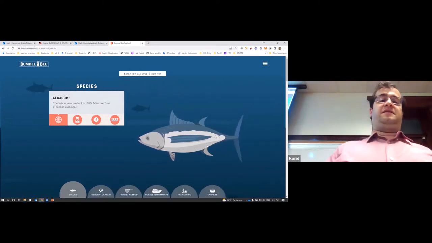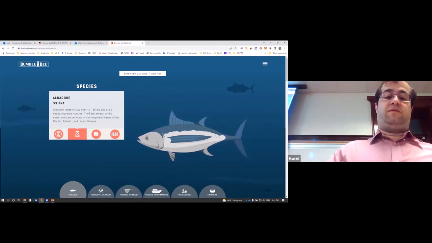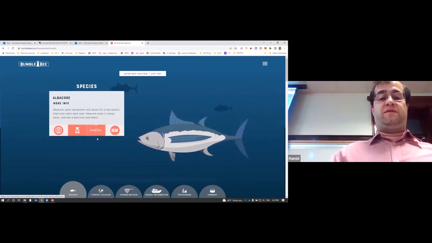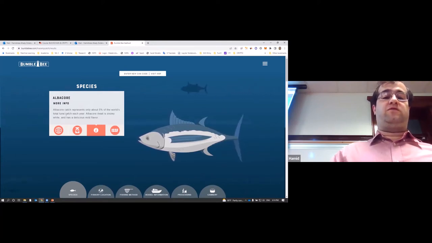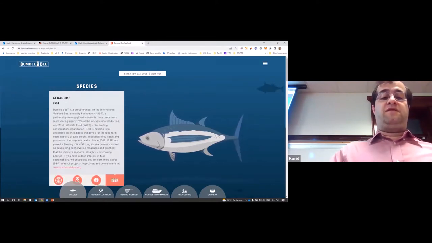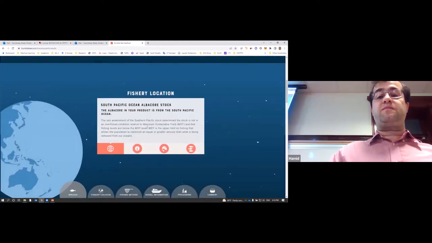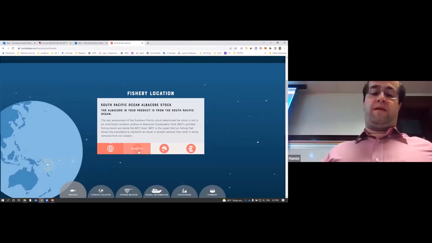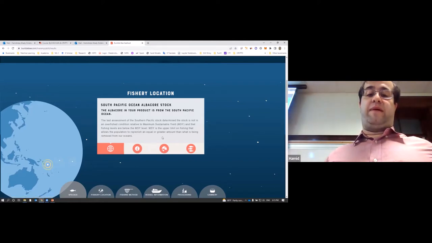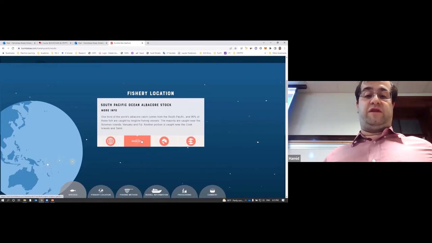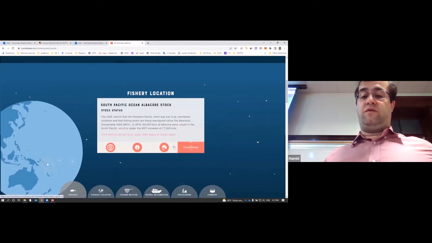Okay, so this is the albacore tuna. The animal weight ranges from 10 to 80 pounds, and it's just information about the tuna. 5% of the world's tuna catch each year. Albacore meat is snowy white and has a delicate mild flavor. Actually, I like albacore. This is general information about the sustainability program and the commitment to tuna fish sustainability. This is the location where they got this tuna, somewhere in the South Pacific Ocean. You can get other information, like it was near Vanuatu, Fiji, the fishery protocol, the stock status.